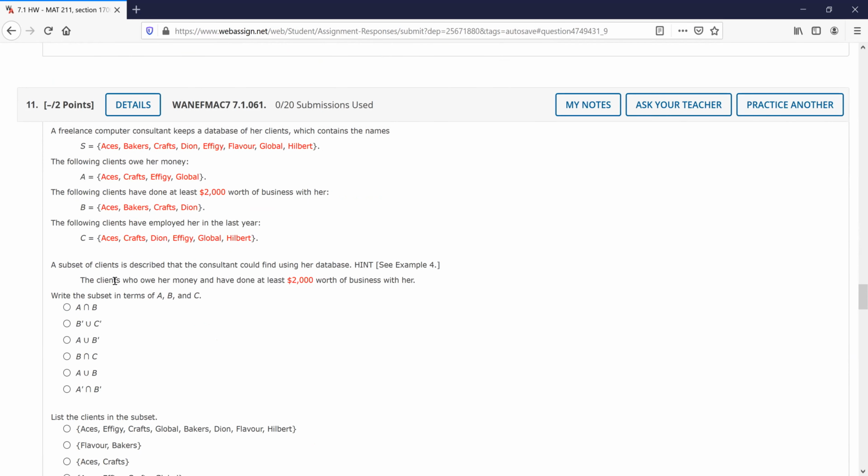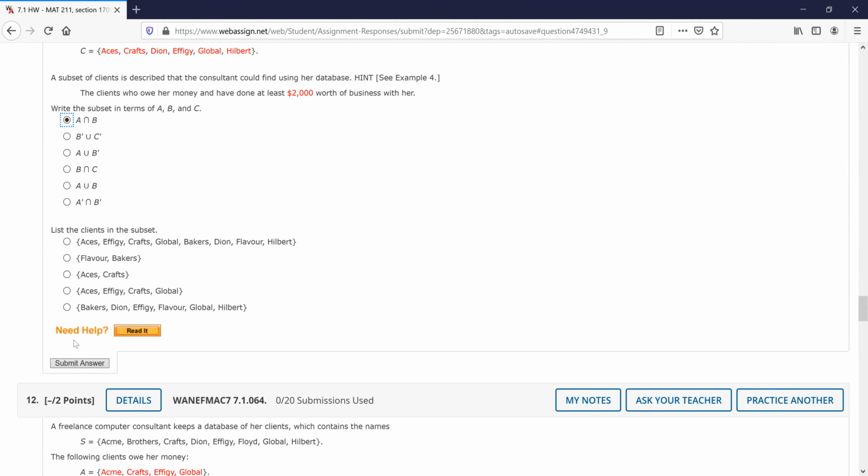The clients who owe her money and have done at least $2,000 worth of business. So "and" means it's an intersection. It's this upside down one here. So who owes her money? A is the ones that owe her money. And have done at least $2,000 worth of work, that's B. B are the ones that have done at least $2,000 worth of work. That's why it's A intersect B.